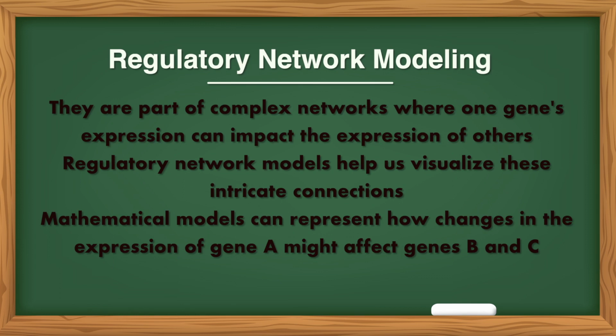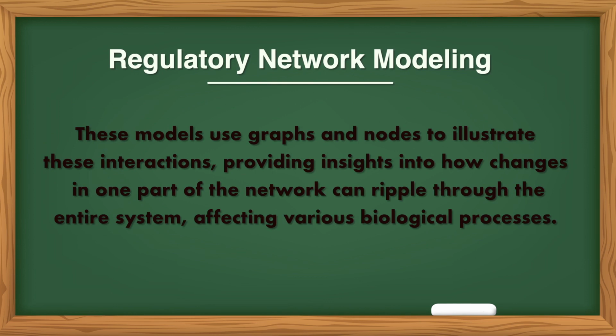The mathematical model can represent how changes in the expression of gene A might affect gene B and gene C. These models use graphs and nodes to illustrate these interactions, providing insights about how changes in one part of the network can ripple through the entire system, affecting various biological processes. In the following slides, we will explore specific examples of how these modeling approaches have been used so far, including mathematical examples to gain insights into the biological processes.